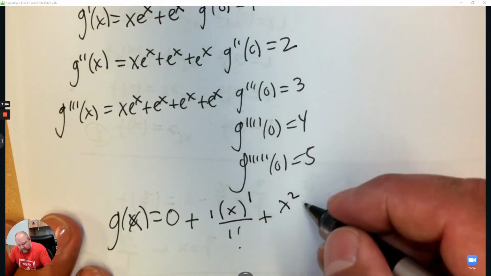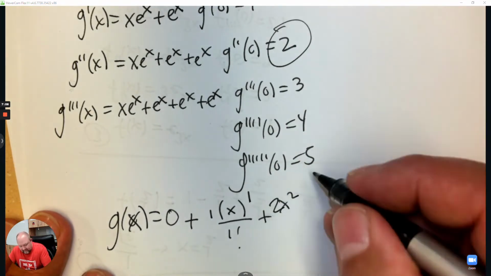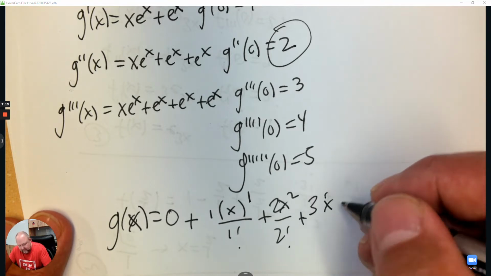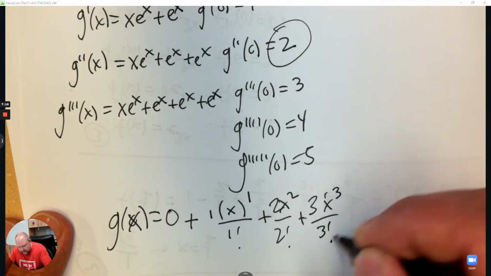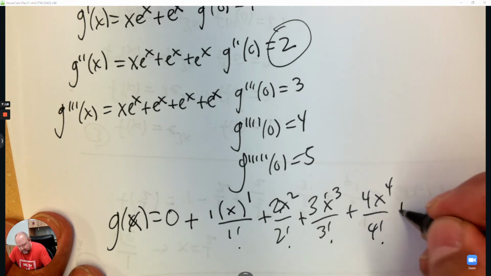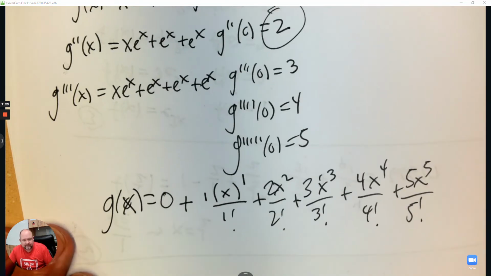x squared. Oh, sorry, the next number I start with is 2, and then x squared over 2 factorial. Then I start with 3, x cubed over 3 factorial. 4. And 5. And it's done.